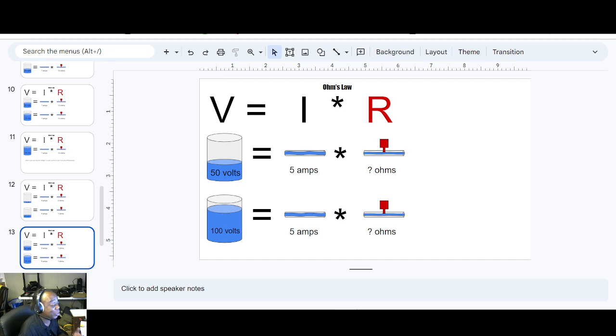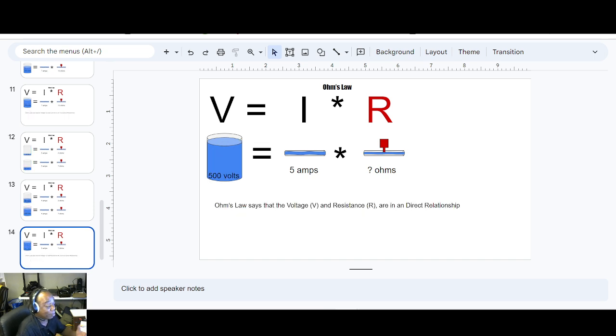If your voltage was at 100, you really plug in lots of power, potential power. But you want the amps to stay at 5 so you don't fry your boards. Well, that means that your ohms or your resistance now has to go up to 20. Finally, 500 volts are put into the system, but you want 5 amps to remain in the wires. Your resistance now would have to be 100.